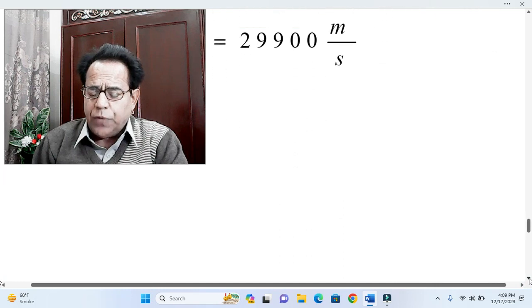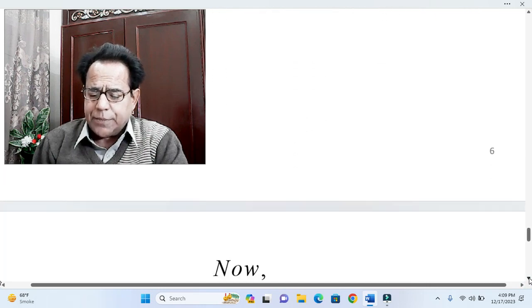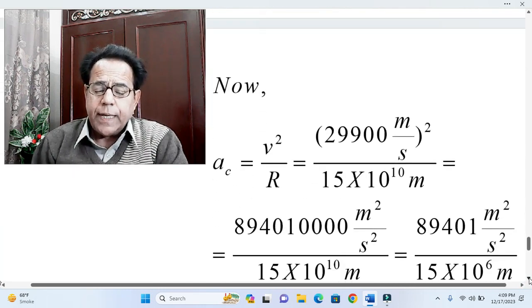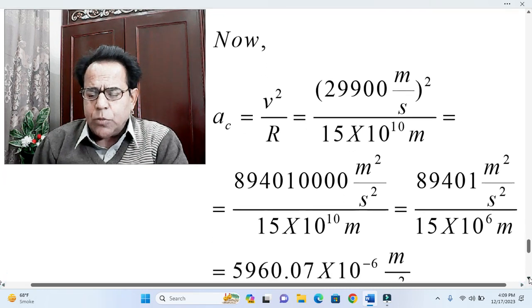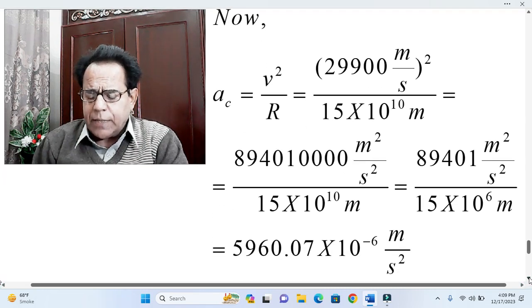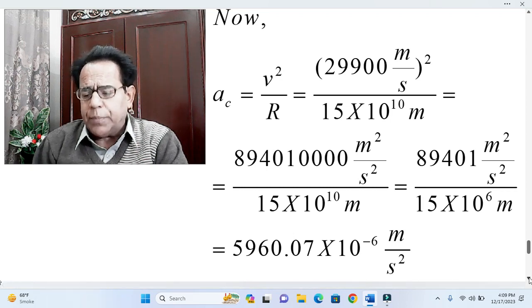Now we are going to find out the centripetal acceleration. Centripetal acceleration AC is equal to V square over R. V is that which we calculated in the previous step, and R is that which is given in the statement. In the statement, two R's are given. One R is that which was also shown through a table in the snapshot, while the other R is this which is 15 into 10 raised to the power 10 meter.